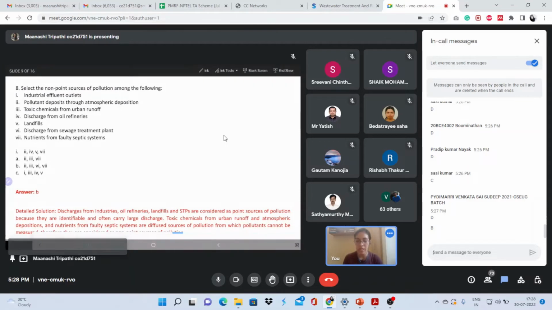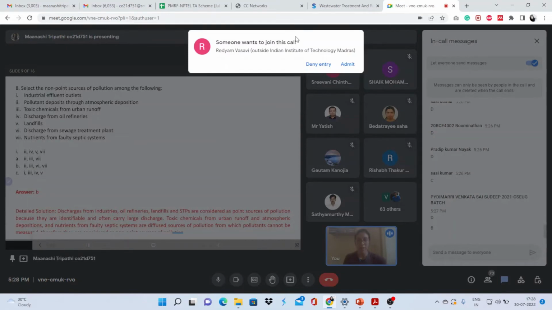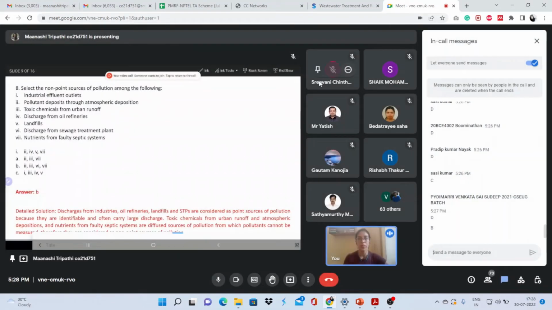Fourth is discharge from oil refineries. See, here we know it's coming from oil refineries, so we know the source. That is why it's a point source. Fifth is landfill. In a landfill also we know that this water is coming from that particular landfill. Sixth is discharge from a sewage treatment plant. Yes, we know. Seventh, nutrients from a faulty septic system.